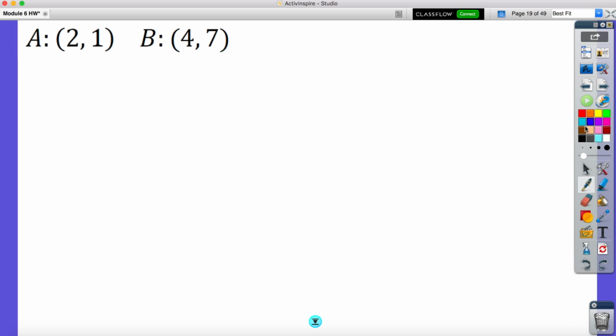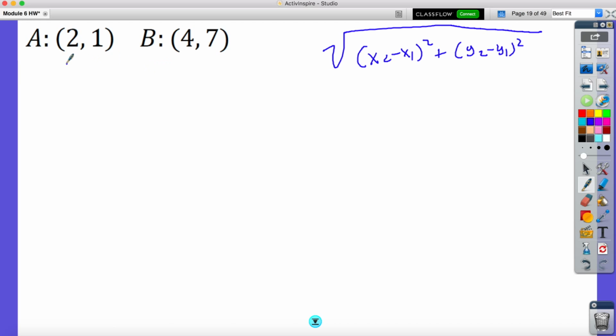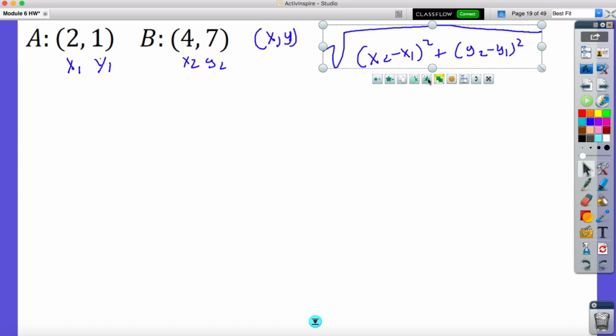So what I'm always going to do is I'm always going to write that formula down, okay? So that formula is the square root of x2 minus x1 squared. I'm going to add that to y2 minus y1 squared. And I'm just going to label these points. This is x1, this is y1. This is x2, this is y2. And as a helpful reminder, remember points always go x comma y. And these are labeled my first ones. These are labeled my second ones. You could have put them in a different order. It doesn't matter.